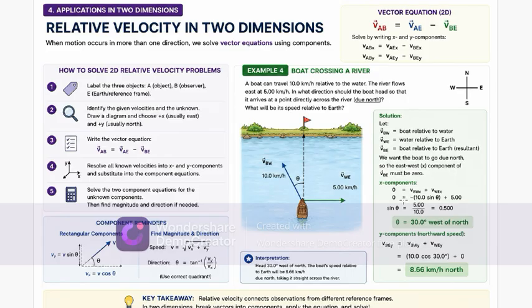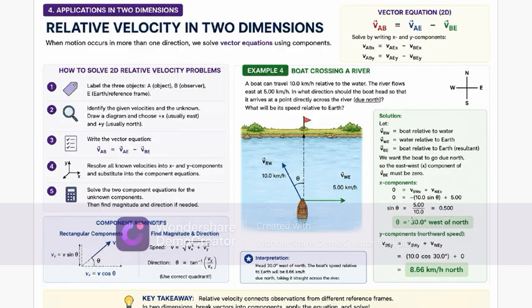Here is what we are going to do. For x components, we have 0 is equal to VBWx plus VWEx. VBWx is 10 kilometers per hour times sine theta, to resolve it into the x component, where VWEx is already 5 kilometers per hour. Since the resultant, when you add these two, is supposed to be 0, that's why we put 0. The only thing we don't have is theta, so we get sine theta is equal to 5 over 10, which is 0.5.